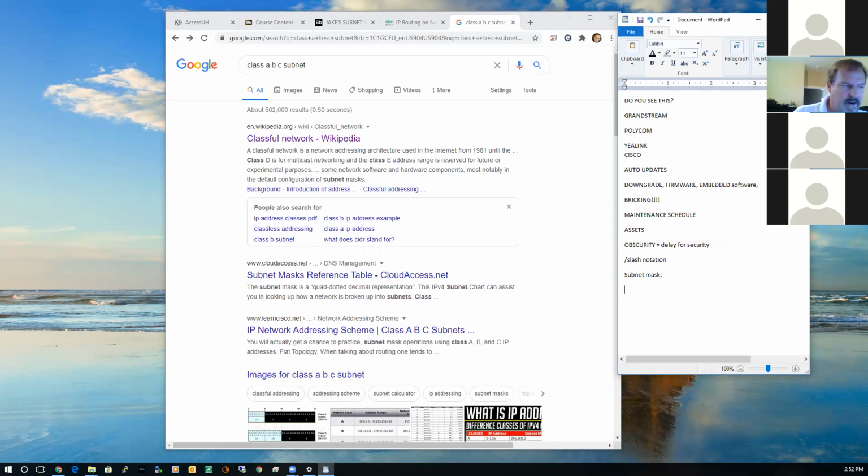If you remember, we're talking about IP version 4, a 32-bit address space. That's 2 to the 32nd power. Bits are either ones and zeros.